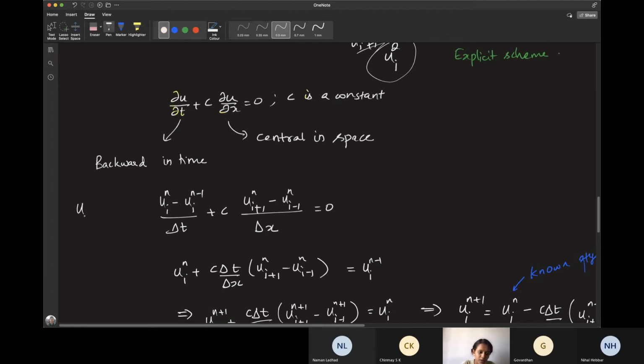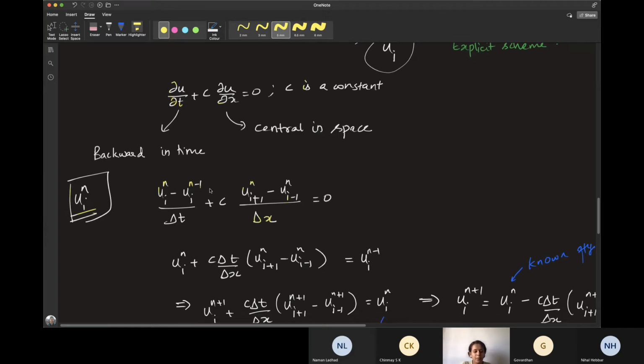Now again, you write all the operators with respect to the point u_i^n. So now you go backward in time, so you have such a thing. Because with respect to u_i^n, when you go backward in time, you get u_i^(n-1). Again, with respect to u_i^n, you use central in space, so you have the same expression.